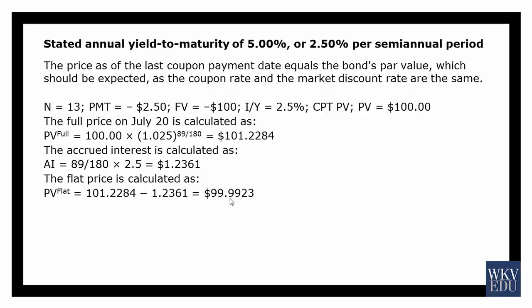The answer for the present value of the flat price is $98, and that is actually 98.4127. So I repeat, the annualized YTM is 5.3, so semi-annual would be 2.65 and the flat price is $98.4127. I would want you to try this sum and then move ahead.